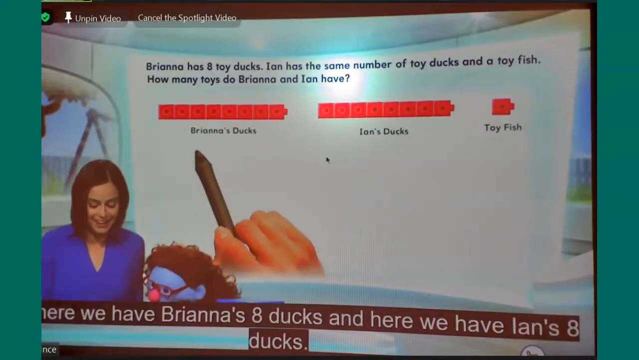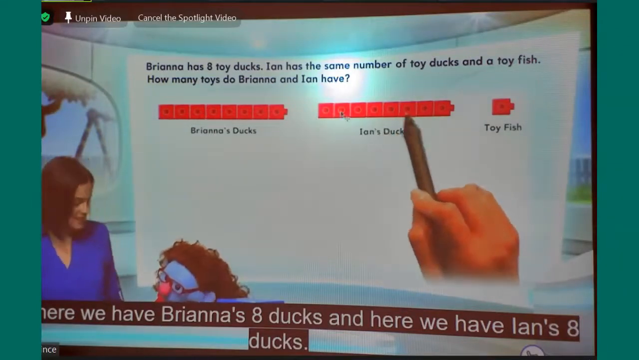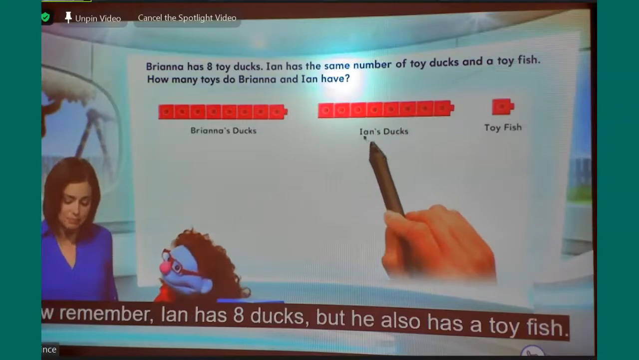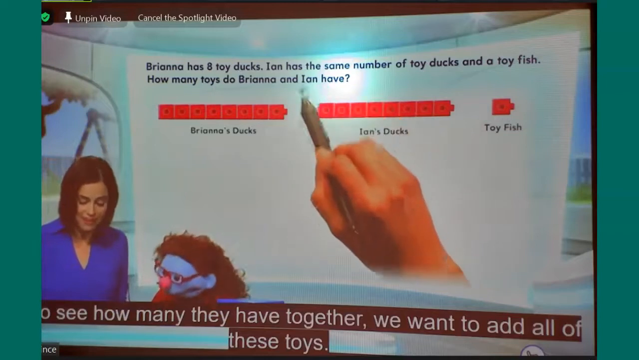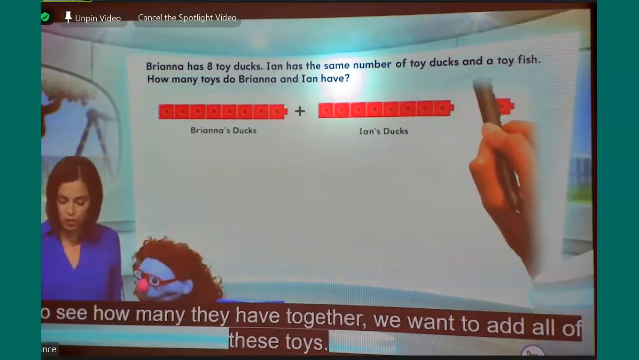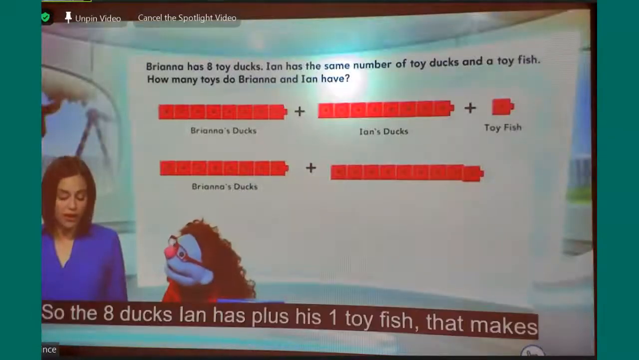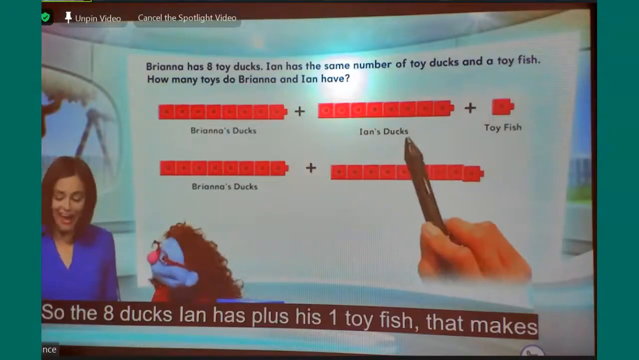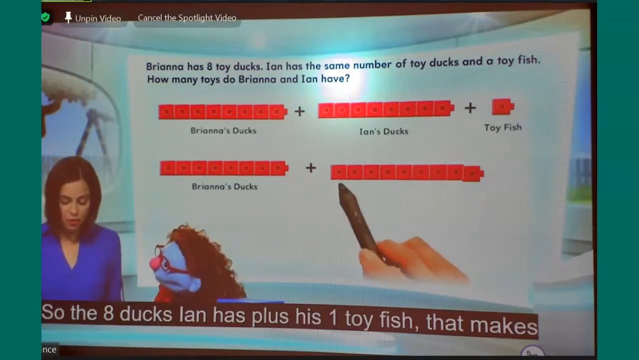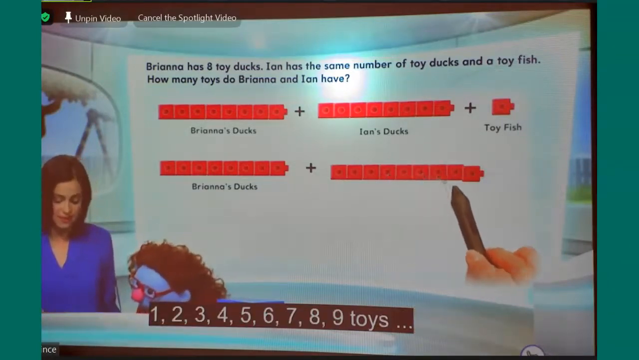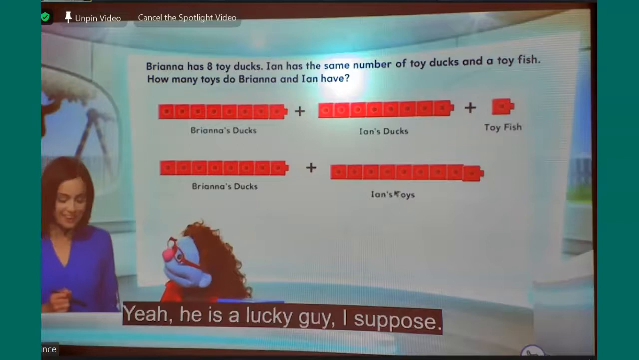So here we have Rihanna's 8 ducks. And here we have Ian's 8 ducks. Now remember, Ian has 8 ducks, but he also has a toy fish. Ooh. So to see how many they have together, we want to add all of these toys. Cool. So the 8 ducks Ian has plus his 1 toy fish, that makes 1, 2, 3, 4, 5, 6, 7, 8, 9 toys. 9 toys. That lucky Ian guy. Yeah, he is the lucky guy, I suppose.